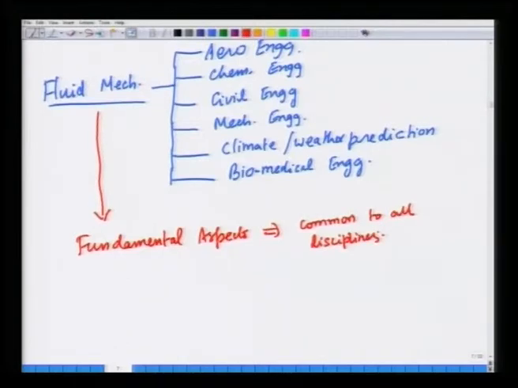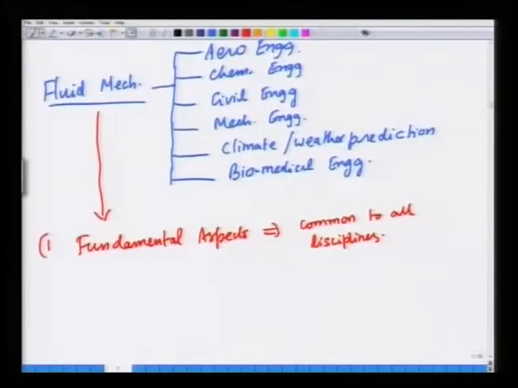But the emphasis in each discipline depends on the end applications in individual disciplines, and some topics take precedence in some engineering applications compared to others. For example, aerospace engineers will be worried a lot about compressible flows, whereas chemical engineers will not bother too much about compressible flows. So, in this course we will cover both the fundamental aspects that are common to all disciplines, and finally, we will also cover applications to chemical engineering.